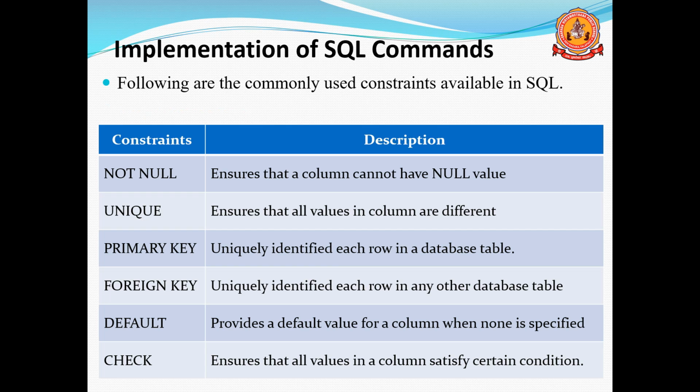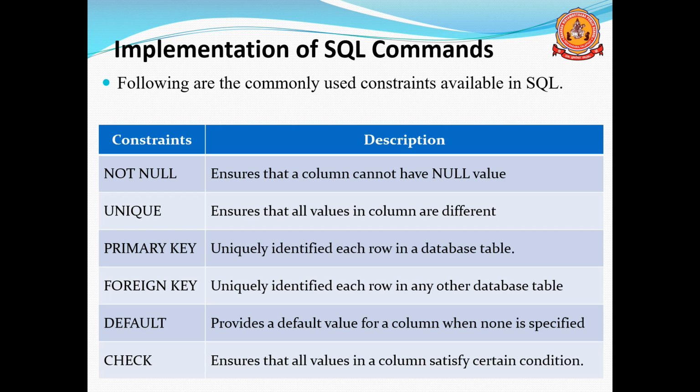Last class we just started with this, but I am explaining it once again. Remember, the first constraint here is NOT NULL. It ensures that a column cannot have a null value. A null value should not be possible in the case of a NOT NULL constraint.